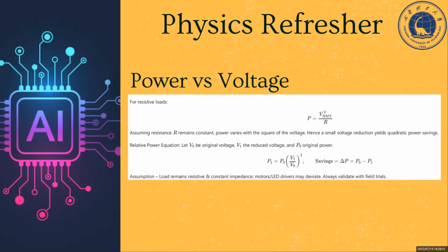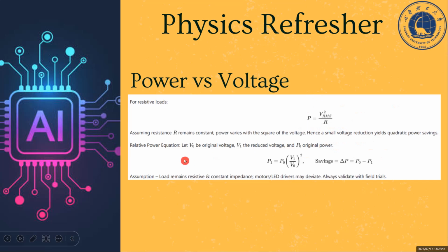So let's look at power versus voltage. If looking at the formula of the resistive load, we'll have this. So the resistance R will remain constant, but the power P varies with the square of the voltage. So hence, a small voltage reduction when there's a drop will yield quadratic power savings.